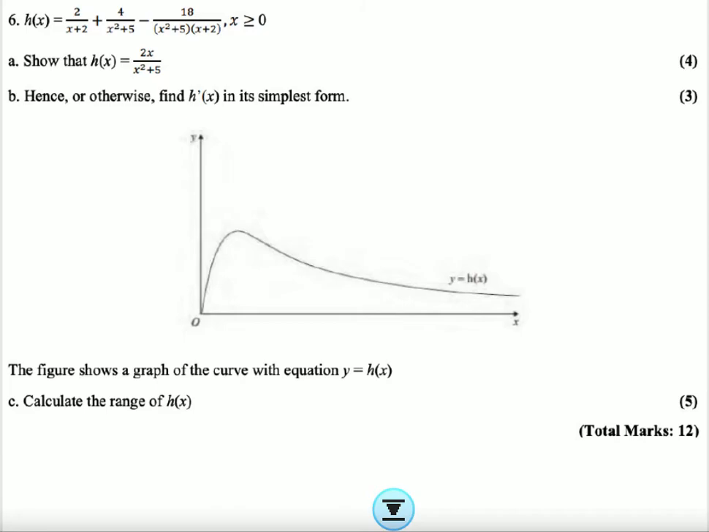Okay, so this one looks interesting. We've got a massive fraction here, and we've got to show that, okay, that will be straightforward. Got nothing to worry about there. Hence or otherwise differentiate it. Again, that will be straightforward. And then calculate the range, 5 marks. Well, that'd be interesting. Let's see.